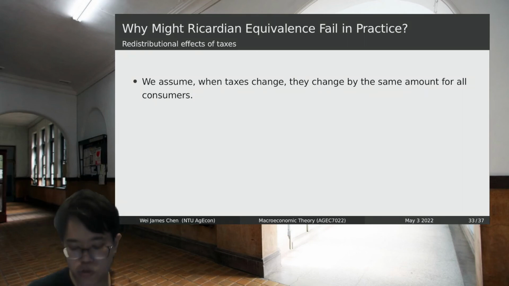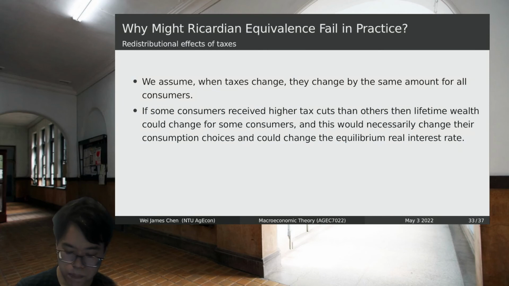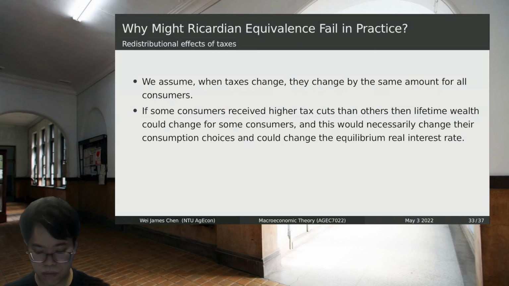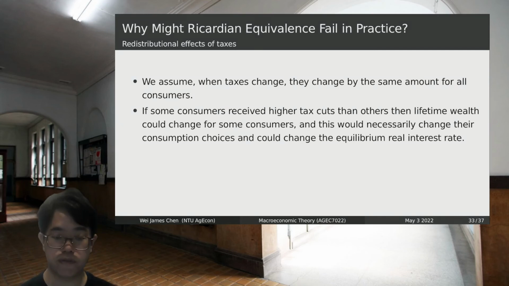We sort of assumed in the previous demonstration that when taxes change, they change by the same amount for all consumers. Right? Everybody's T goes up, everybody's T goes up. T goes down, everybody's T goes down. But if some consumers receive a higher tax cut and some consumers receive a lower tax cut, then this could be different for different people, and this could change the equilibrium real interest rate, right?